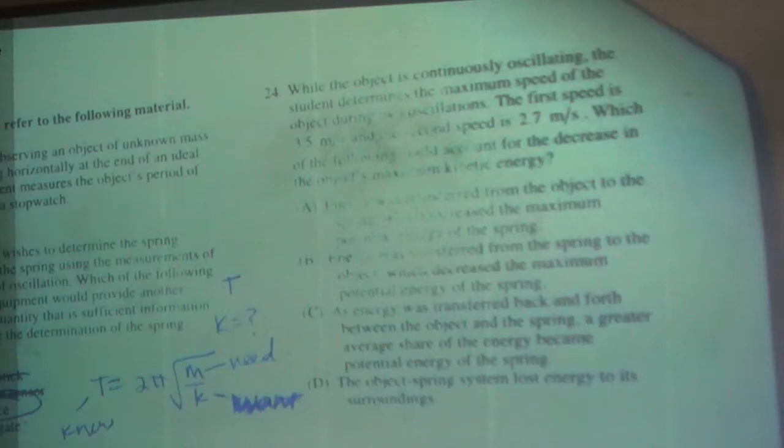24. While the object is continuously oscillating, the student determines the maximum speed during 2 oscillations. The first maximum speed is 3.5, and then the second maximum speed is 2.7. Which of the following would account for the decrease in the object's maximum kinetic energy? So why would their maximum kinetic energy decrease?